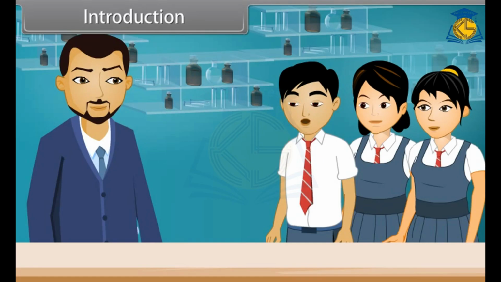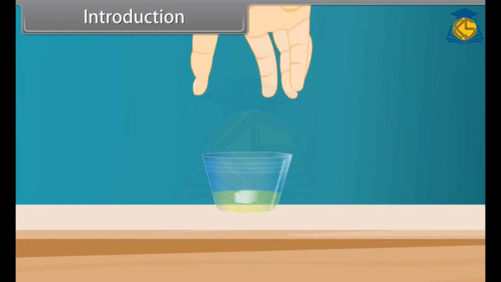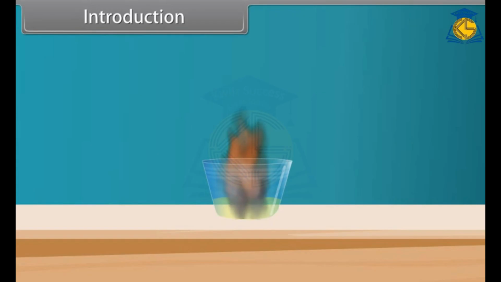Sir, what is chemical reaction? A chemical change is a process where one or more substances are altered into one or more new and different substances. Let's have a demonstration. When we drop bromine in alcohol, then chemical reaction occurs and it forms alkyl halide and water.